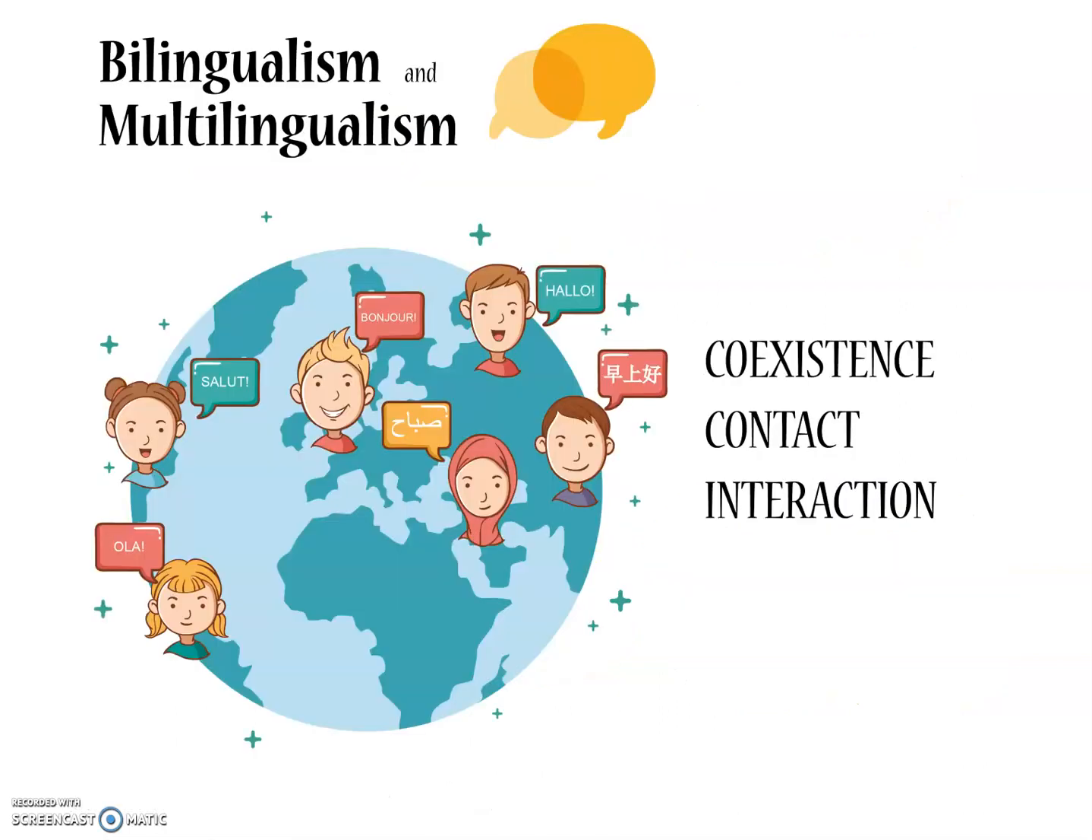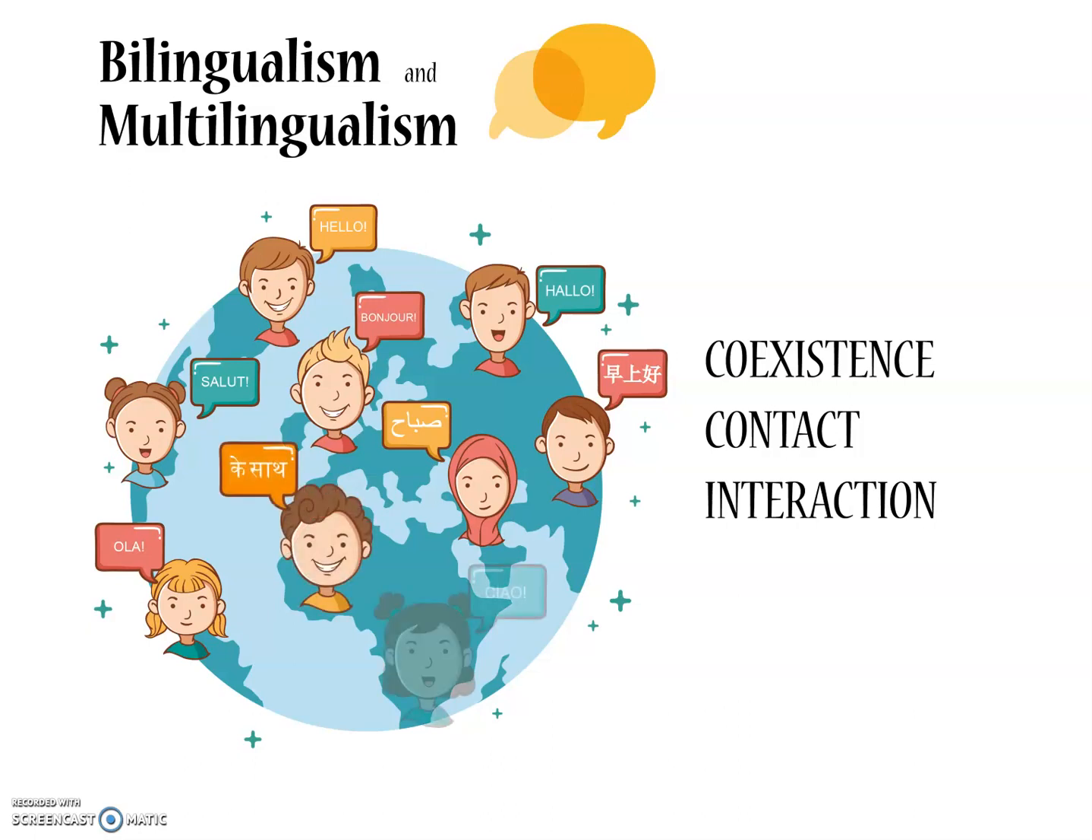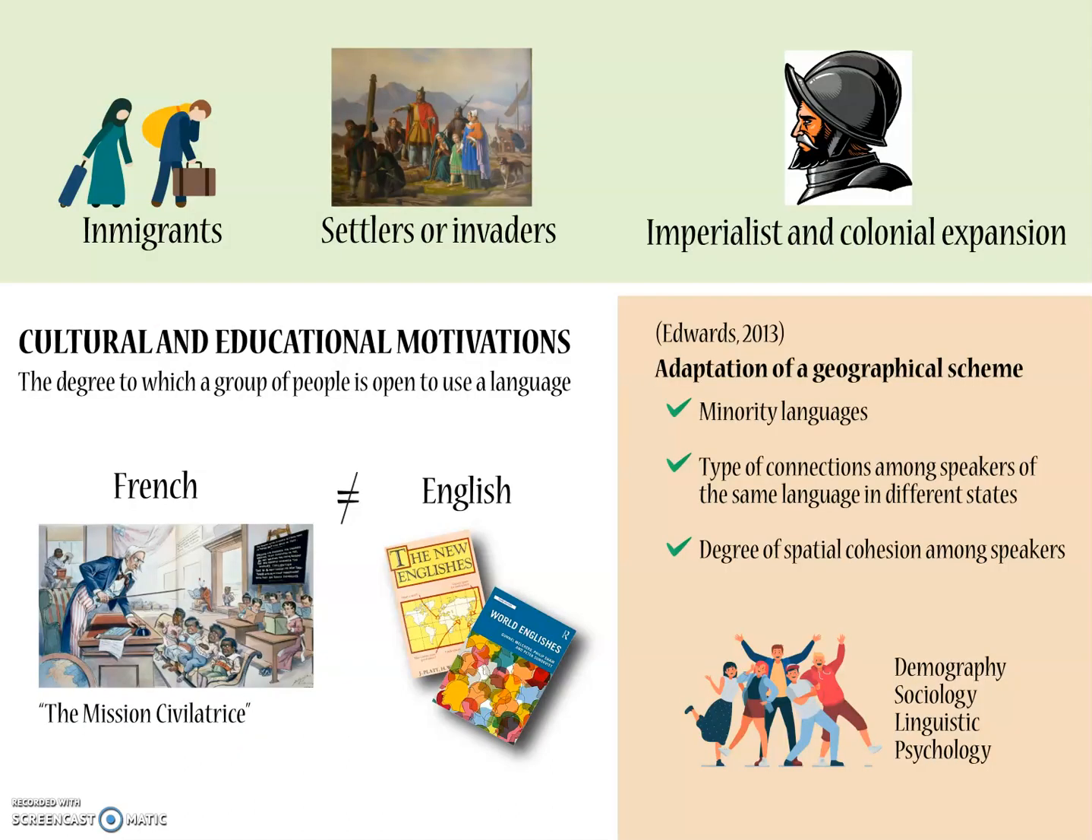Let's start defining what bilingualism and multilingualism are. Both refer to the coexistence, contact, and interaction of different languages. Multilingualism arises for many reasons: immigrants, settlers or invaders, imperialists, and colonial expansion. Languages can also expand because of cultural and educational motivations.